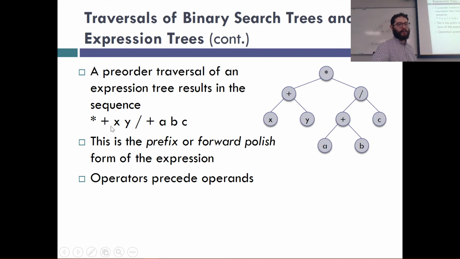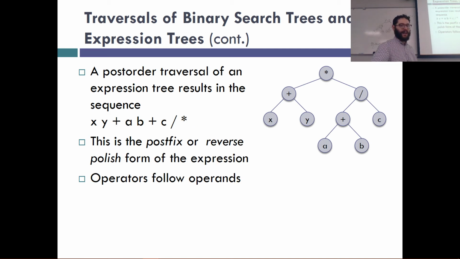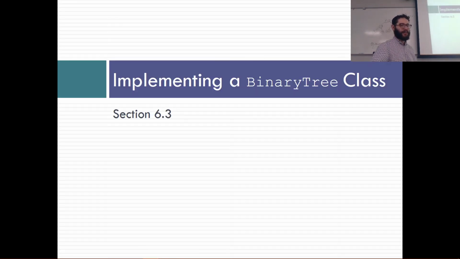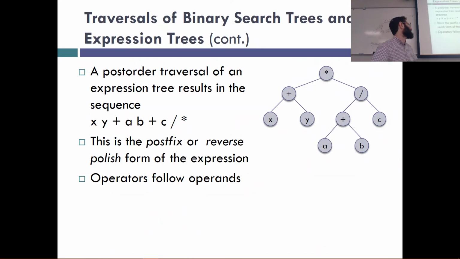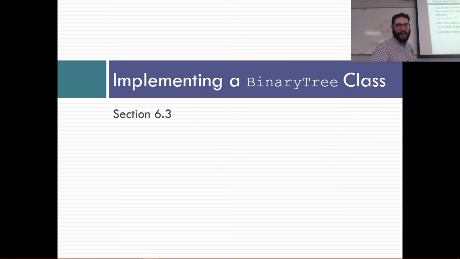Where basically we want to multiply these two arguments. The first argument is plus x y, and the second argument is the division of adding a and b together and dividing that by c. So again, these are both unambiguous ways to do this, although it's easier for us to use a stack to parse that out.